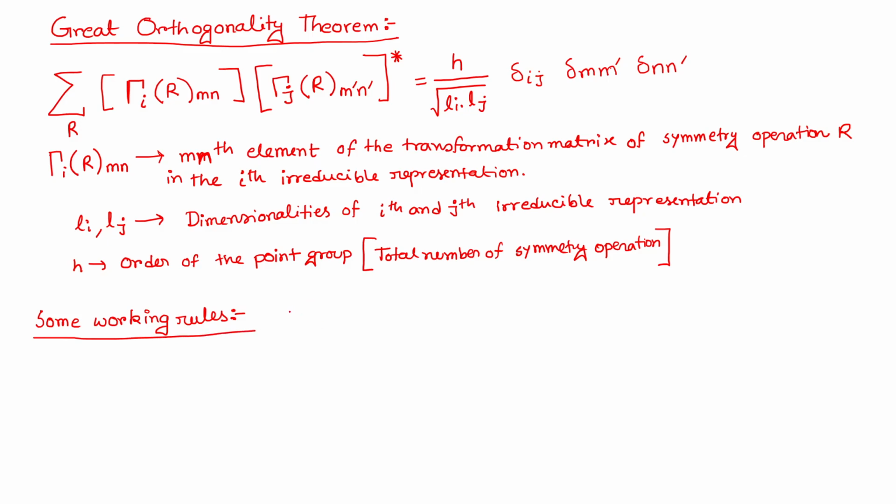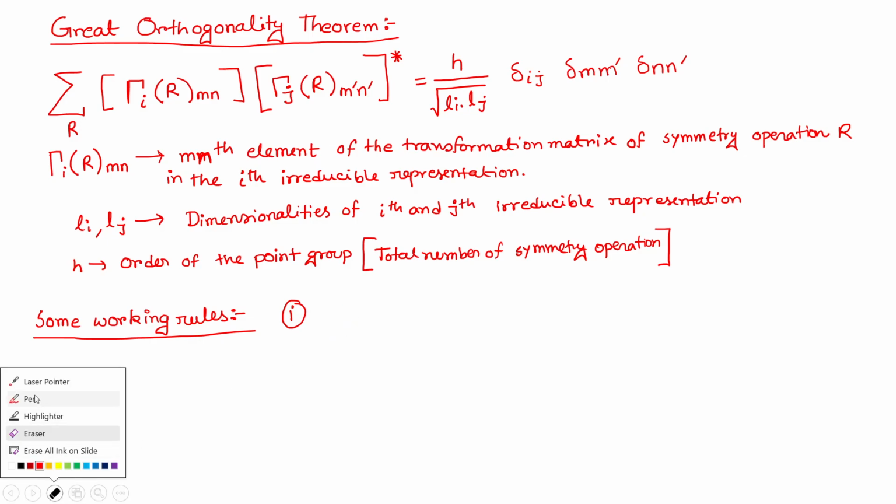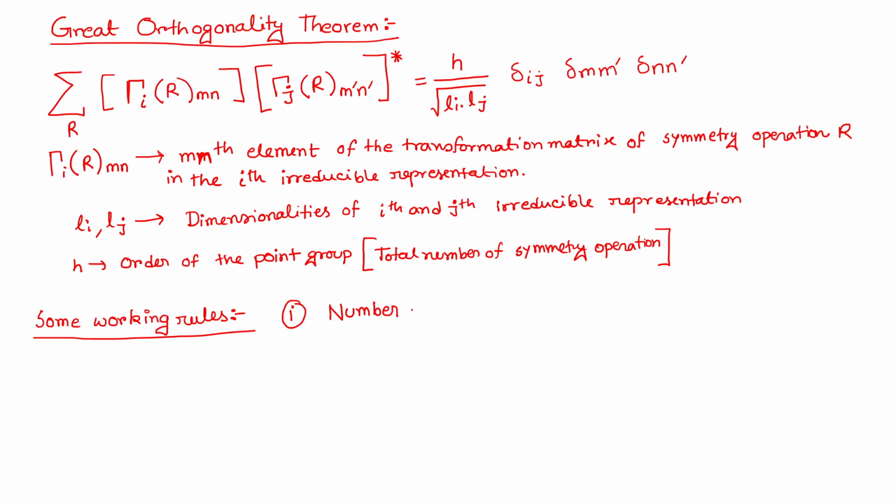The first one, so we had 2 questions, right? So the first answer would be: the number of irreducible representations is going to be equal to the number of classes of that particular point group. Suppose we are dealing with a C2v point group, then the number of irreducible representations is going to be 4, because there are 4 classes in the C2v point group.